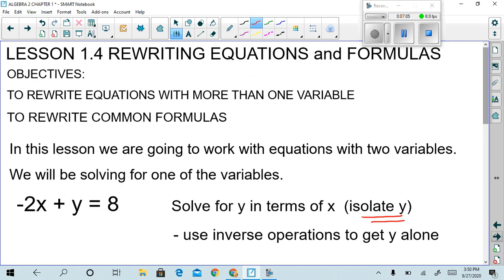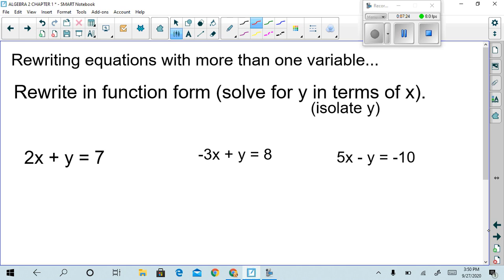We then went into talking about, and you had just 5 problems to do, where you had to rewrite an equation for one of its variables. We're going to do it with formulas, but we're going to put that aside for a moment and focus just on this. This is already in your notes from last week. We then took a look at a few problems, and I'd like to do a few. Rewriting equations with more than one variable. We're going to put it in what we call function form.